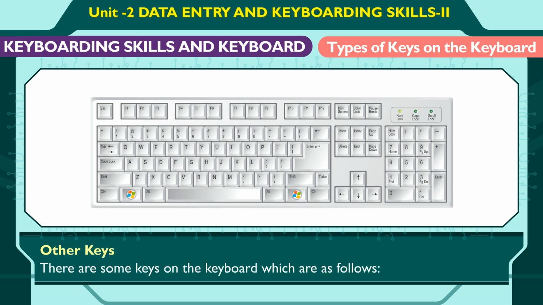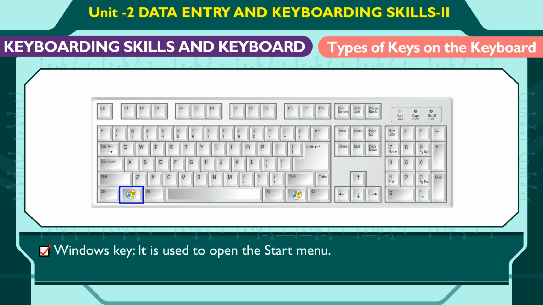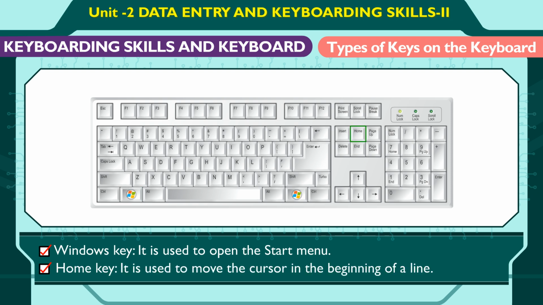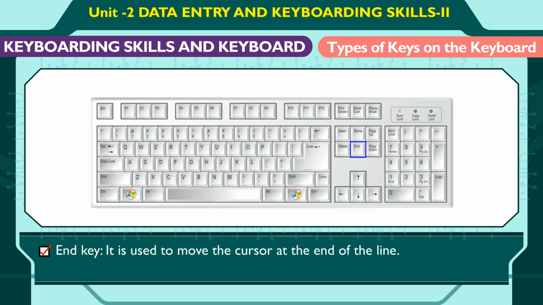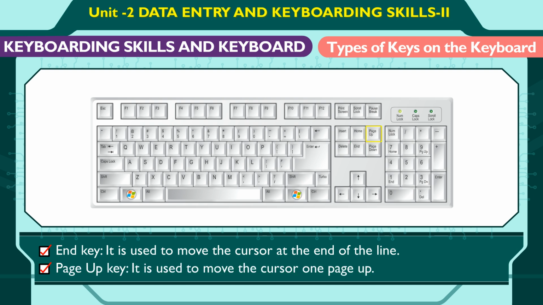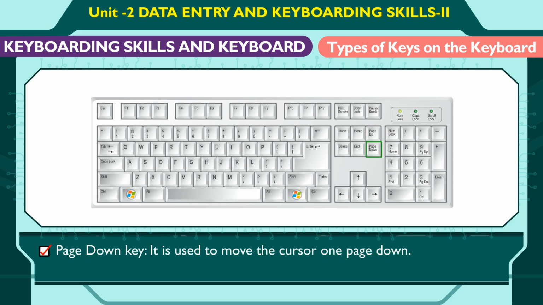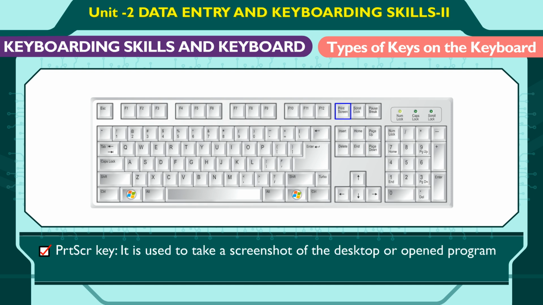Other keys. There are some keys on the keyboard which are as follows. Windows key. It is used to open the Start menu. Home key. It is used to move the cursor to the beginning of a line. End key. It is used to move the cursor to the end of the line. Page up key. It is used to move the cursor one page up. Page down key. It is used to move the cursor one page down. Print screen key. It is used to take a screenshot of the desktop or opened program window.